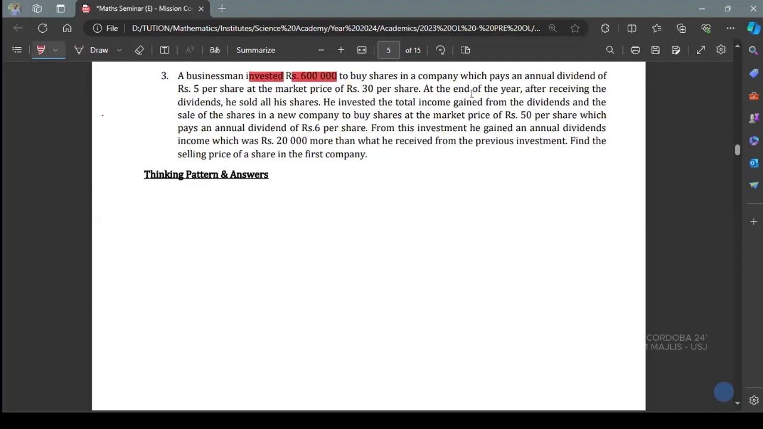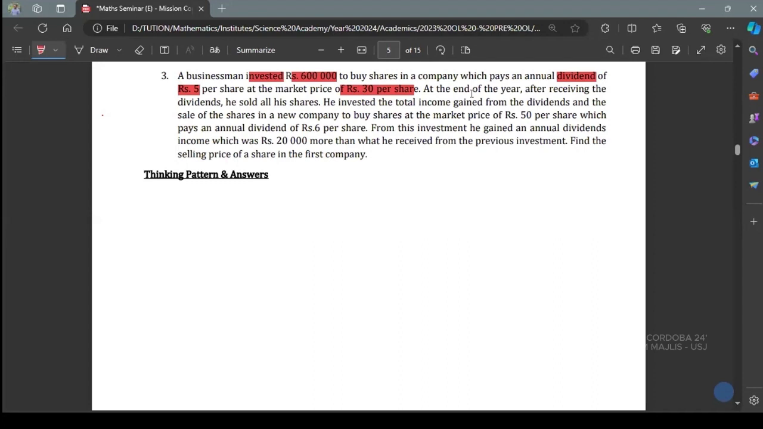It's 600,000 rupees, to buy shares in a company which pays an annual dividend of 5 rupees. Dividend is an important word and the value of that is important. And then the share market price of 30 rupees per share. So he bought one share for 30 rupees. That's what they say here.